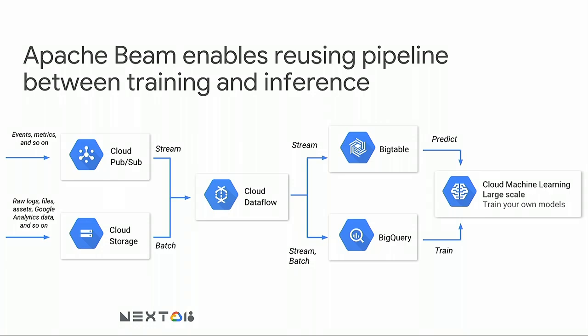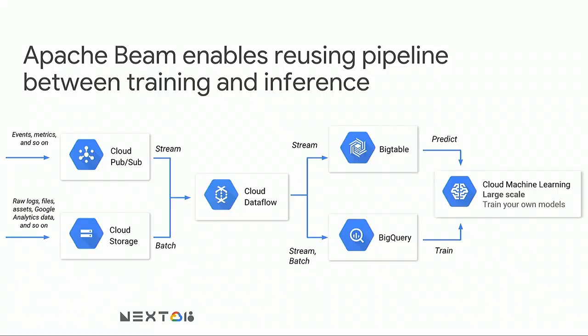In fact, the B is for batch and the EAM is for stream. So it's about a single consistent thing that lets you deal with batch and stream so that you can have the same code. And in our case, we run Apache Beam on Google Cloud on Dataflow. That's why you see Dataflow in the diagram there. But the code that you write is open source. It's Apache Beam. So pattern number one: Apache Beam to reuse this pipeline code between training and inference.